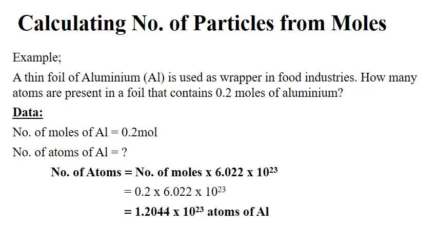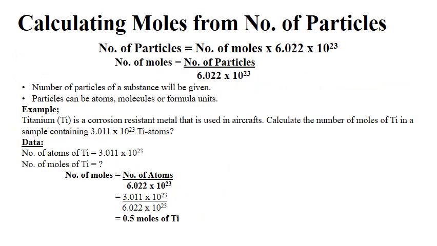Now aluminum is an element made up of atoms, so that is why the formula becomes number of atoms is equal to number of moles multiplied by Avogadro's number. And we will multiply 0.2 with 6.022 into 10 raised to the power 23, and the answer we will get is 1.2044 into 10 raised to the power 23 atoms of aluminum. So in this way this formula can be used to find out number of atoms of an element.